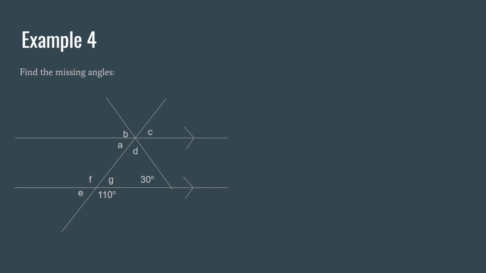Now this is the last example, which incorporates everything learned in this video. Find the missing angles. Let's start with angle G. Angle G is equal to 180 minus 110 degrees. This is because they are supplementary angles. Angle G would then be 70 degrees.